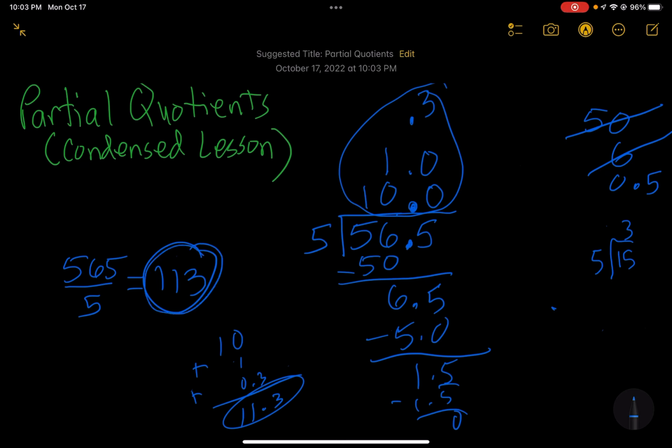The decimal, it's the same digits, 113, 113, same digits, but the decimal's in a different spot. In this number, the decimal is over here because this is 113 wholes. But over here, it's 11 and 3/10. Okay, so that's partial quotients.